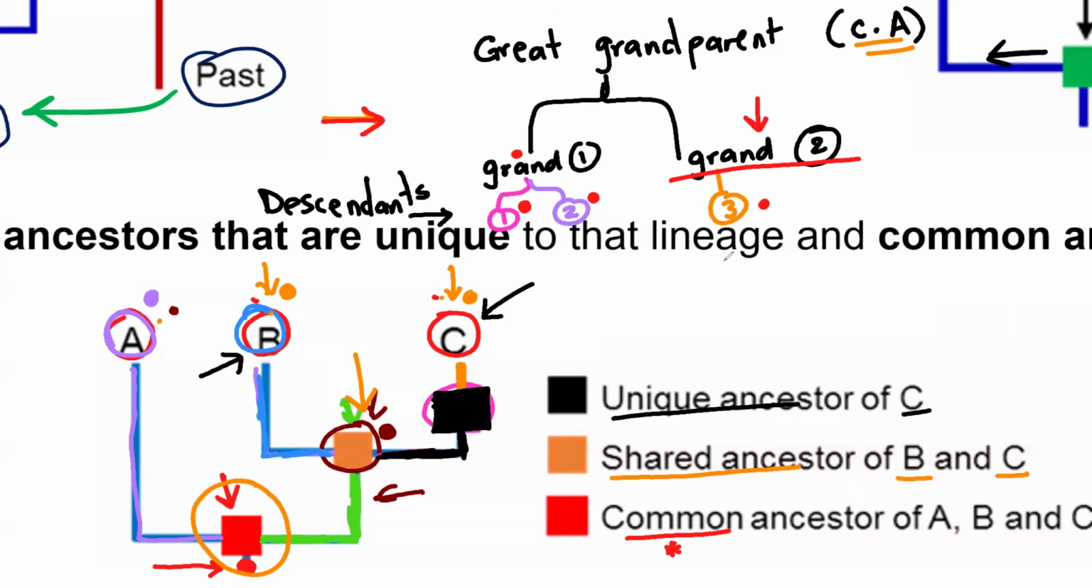Remember, speciation happens whenever there is a branching. So this is grandparent number 2. And when you look at descendant number 3, its unique ancestor is grandparent number 2. It does not have a shared ancestor because it's not really sharing with anyone. Okay, but it has a common ancestor with 1 and 2, which is the great grandparent.